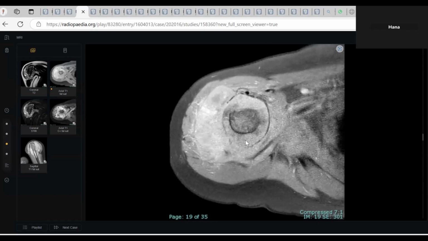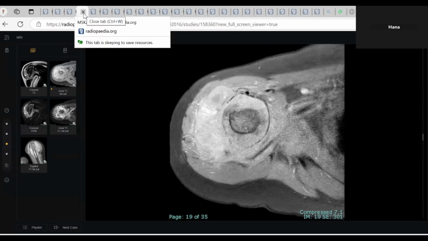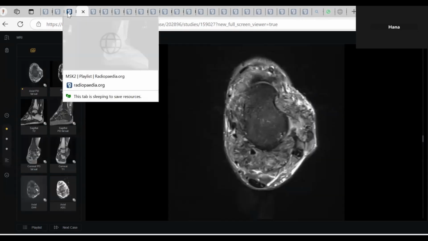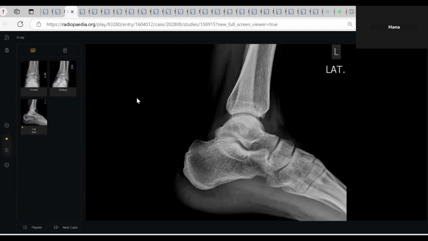So, sure, this is malignant. At least, if you told me 100% this is malignant because this is MRI, I will be happy. Okay, you go to differential diagnosis: osteosarcoma and Ewing sarcoma. This is very good.